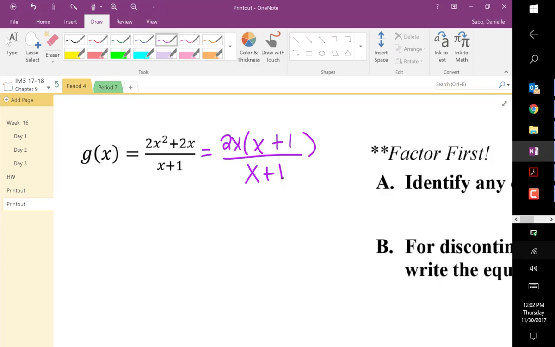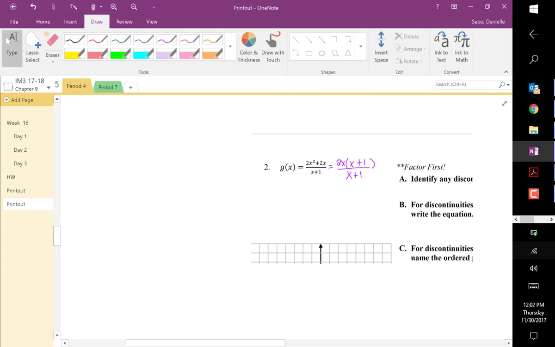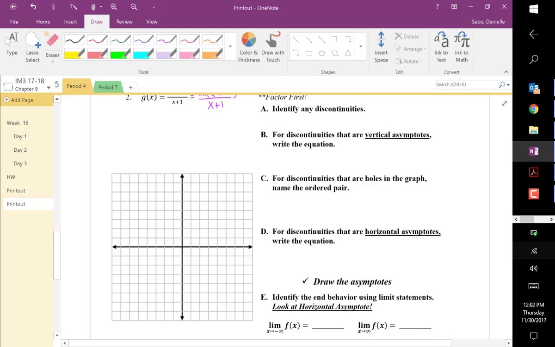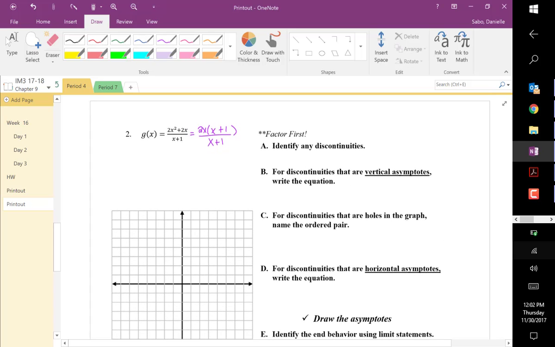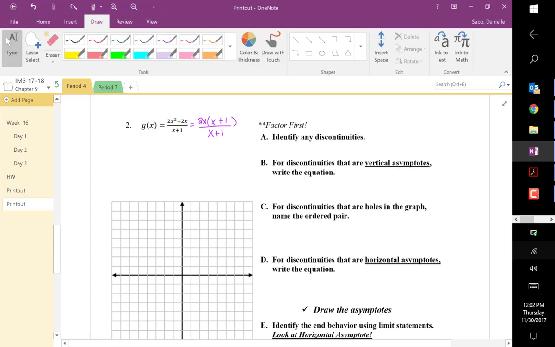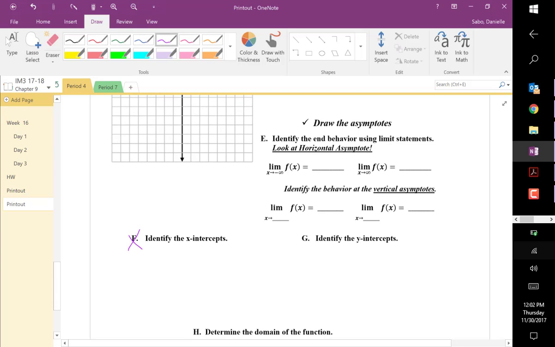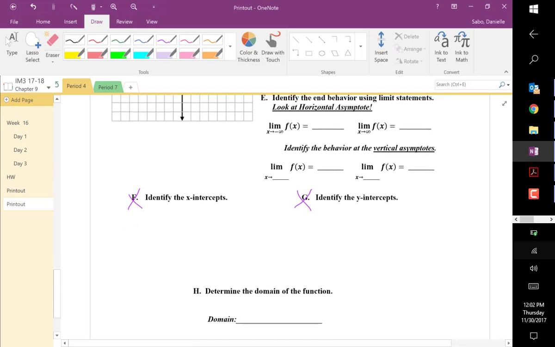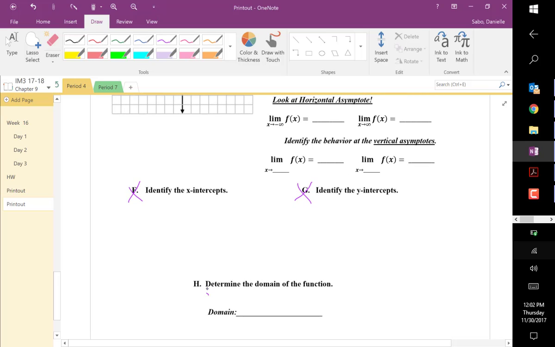I'm sorry, but that made me so happy, because that's great. Okay, the rest you can do, but I want to cross out something. I want to cross out C, B, F and G again, and H, because I didn't teach you the domain with a hole yet. I'll do that a different day.